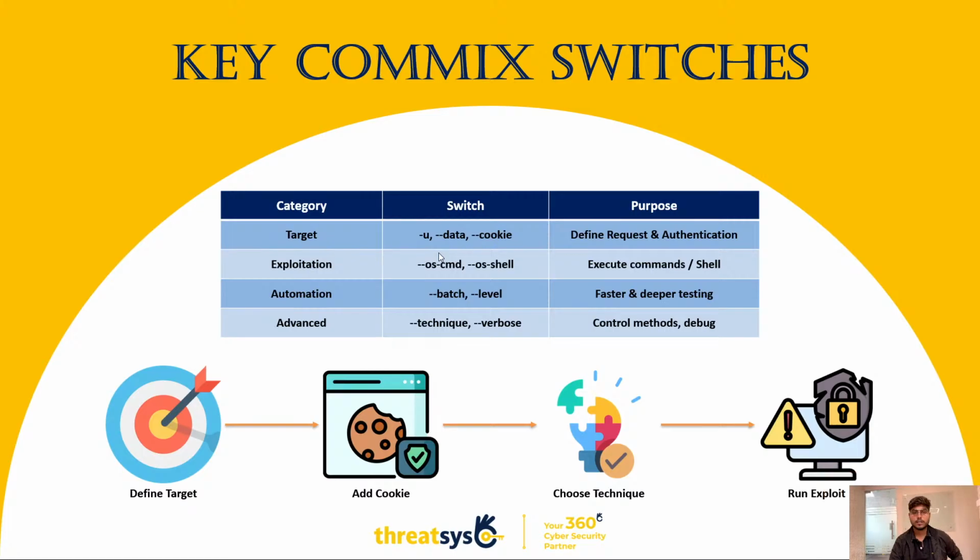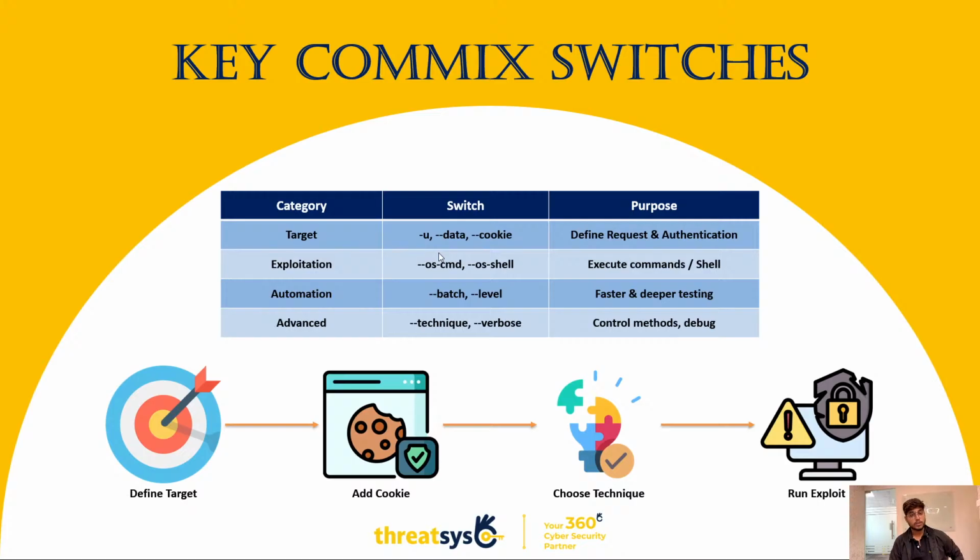Without this, Commix doesn't know where to attack. So it's basically a starting point. Another one is --data. If you are dealing with POST requests such as login forms or search fields, this flag lets you specify the data body. Commix will then test possible injection points inside that data. Sometimes parameters pass through cookies instead of URLs or forms. With the --cookie flag, Commix will inspect cookie values for injection opportunities.